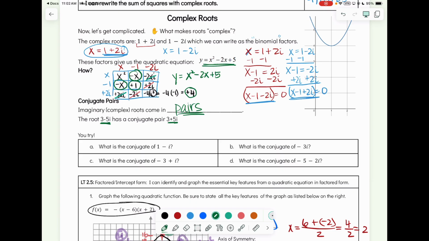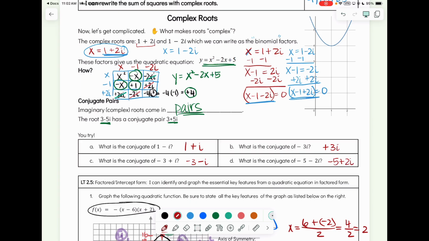Okay. So let's try it. What's the conjugate of 1 minus i then? 1 plus i. Okay. What's the conjugate of negative 3i then? Positive 3i. And what's the conjugate of negative 3 plus i? Negative 3 minus i. And the conjugate of negative 5 minus 2i? Negative 5 plus 2i.